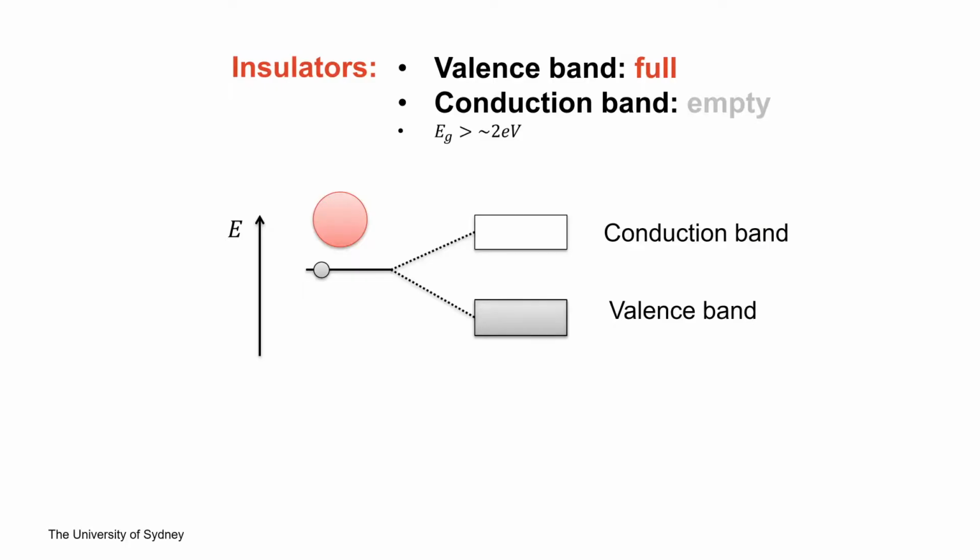Now, what does all this have to do with electromagnetic properties of matter? Well, how full these bands are and the size of the energy gap will determine whether a substance is a metal, a dielectric, or a semiconductor. Let's start with insulators.